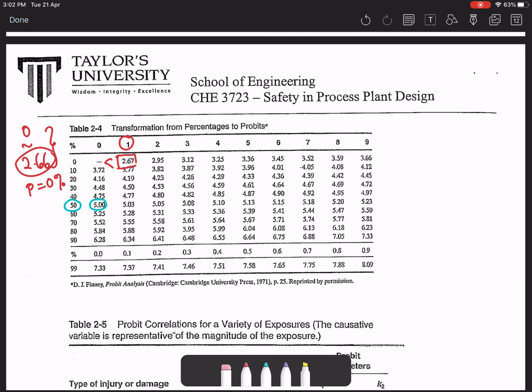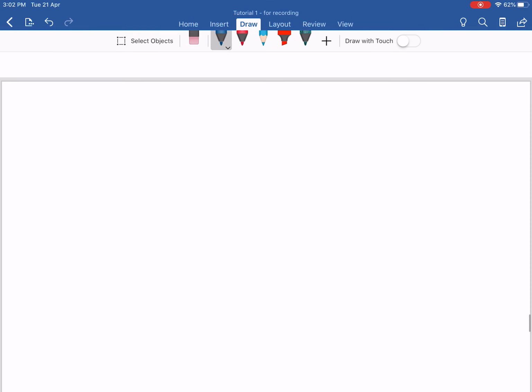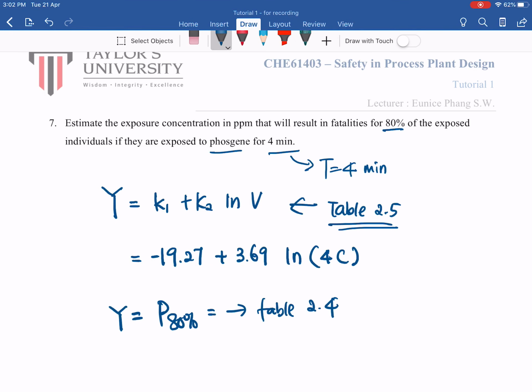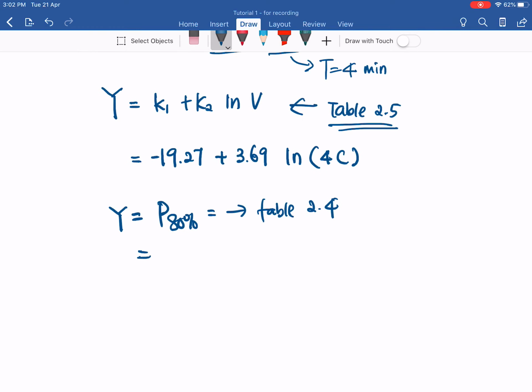At an 80% death rate, the probit value is 5.84. So we put this into the equation: 5.84 equals negative 19.27 plus 3.69 ln 4C.